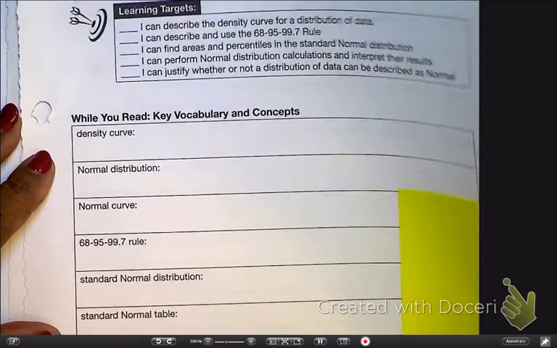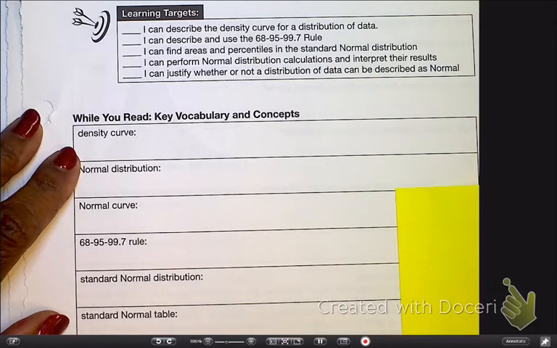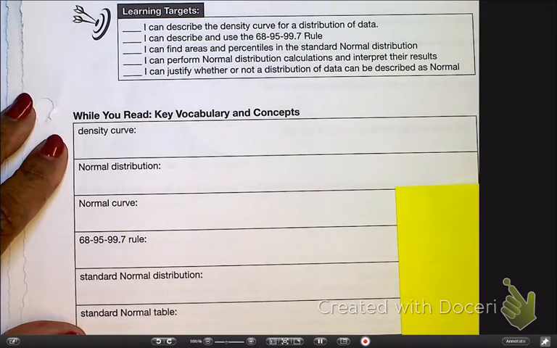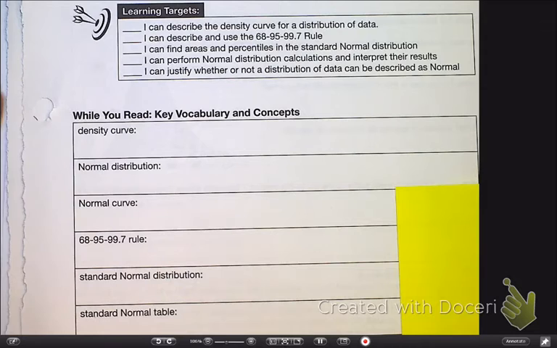Next terms we're going to refer to as a density curve. So please remember, a density curve is not just a curve. It could be a normal distribution. It could be a uniform distribution. So it could be the shape of a bell curve, or it could be the shape of a rectangle, or a square for that matter.